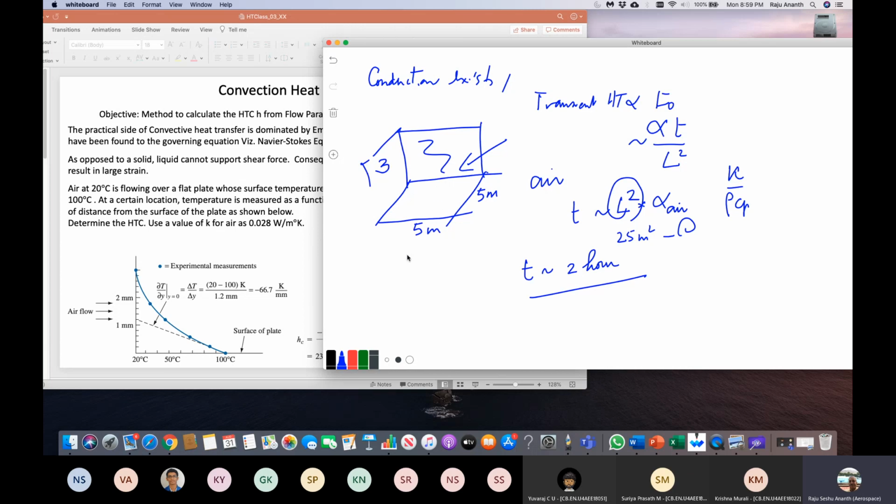So what exactly happens? Even though microscopically, heat transfer occurs by conduction.